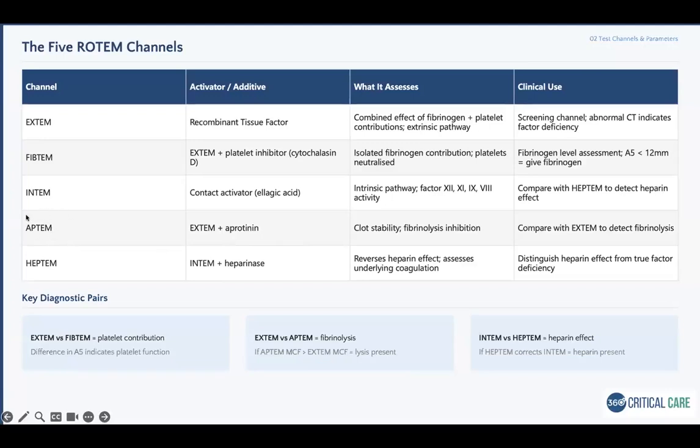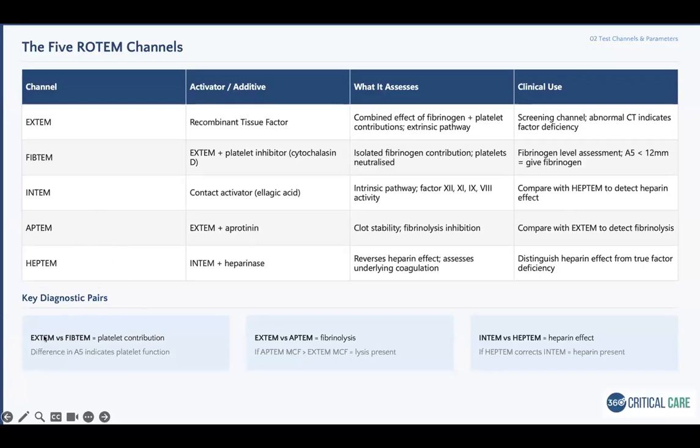And then APTEM: when you add aprotinin to the EXTEM channel, you neutralize the fibrinolysis. If there is an abnormality, that means you need to add some more antifibrinolytic agents. So fibrinolysis is detected in APTEM. What you do is look at EXTEM and APTEM. If both are the same, then there is no fibrinolysis. But if EXTEM is prolonged and APTEM is normal, that means there is some issue with fibrinolysis. So this is a key diagnostic pair; you look at two channels together.